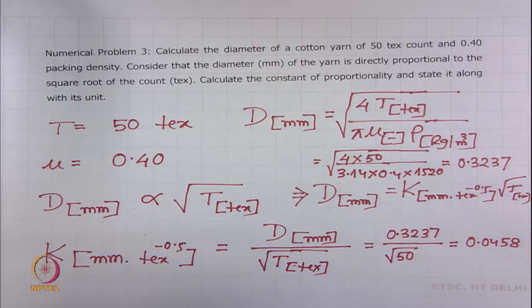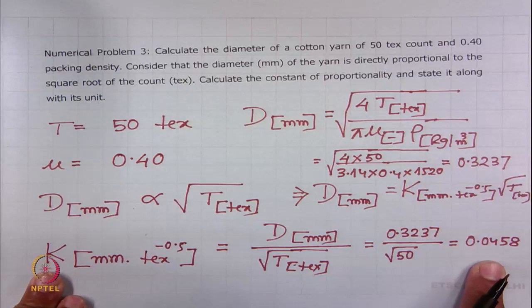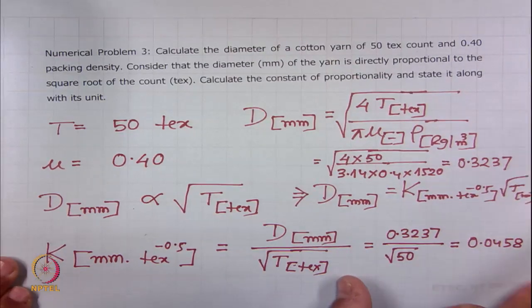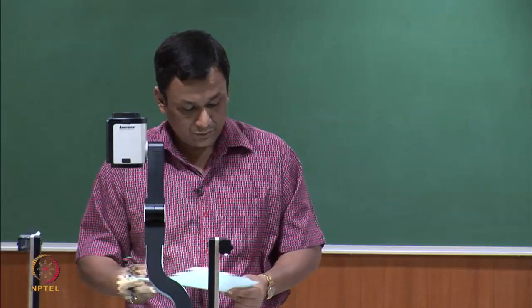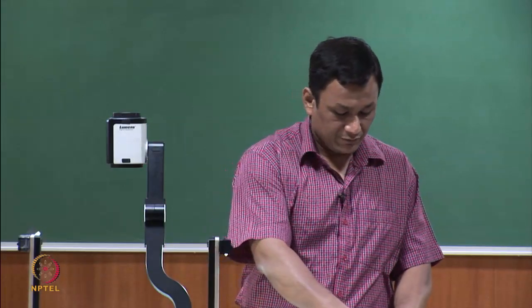So, these all numbers are practical numbers. That means, these constants of proportionality, the coefficient of yarn diameter for this yarn is this value, right. Okay. So, now we will proceed to the last problem, numerical problem 4.